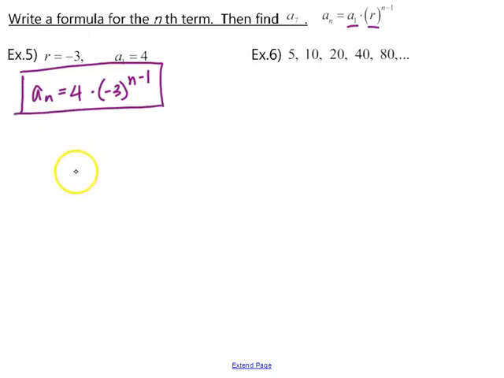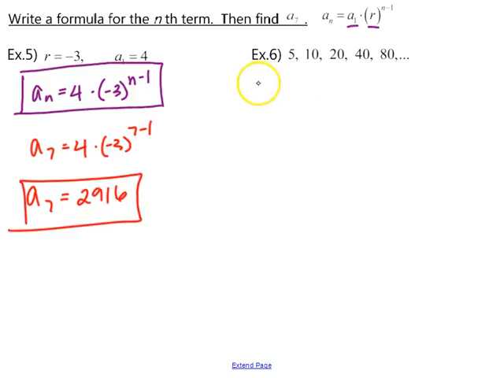Then we want to go ahead and substitute in 7 for n so that we can find a sub 7. So we're going to substitute in 7 for n to find the 7th term, and when you simplify this, you should get a sub 7 is 2,916.